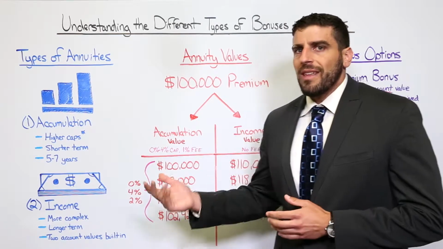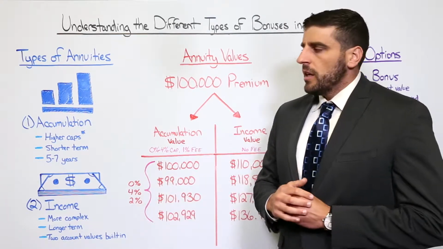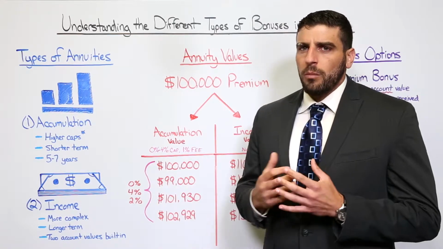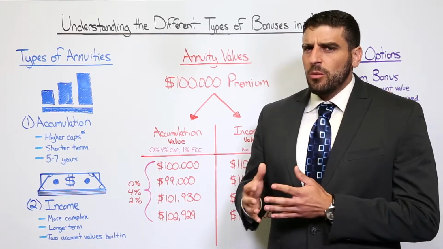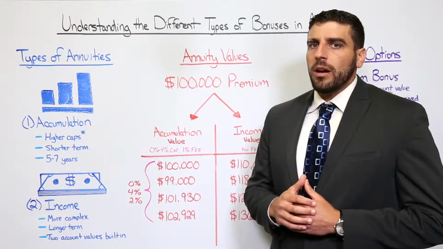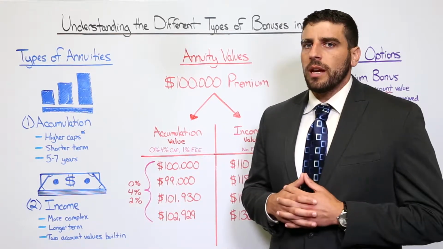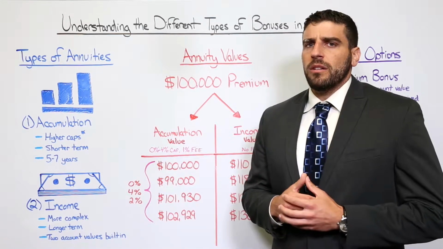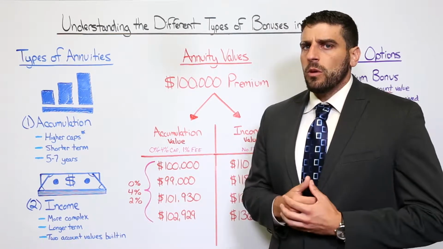And then when we go into the different types of income annuities, these are going to be a little bit more complex of a product. And they're also going to be a little bit longer duration. And when I say longer, I mean these are lifetime income products. So you could be in this product for the rest of your life. So you really want to understand how these break down and how it works.